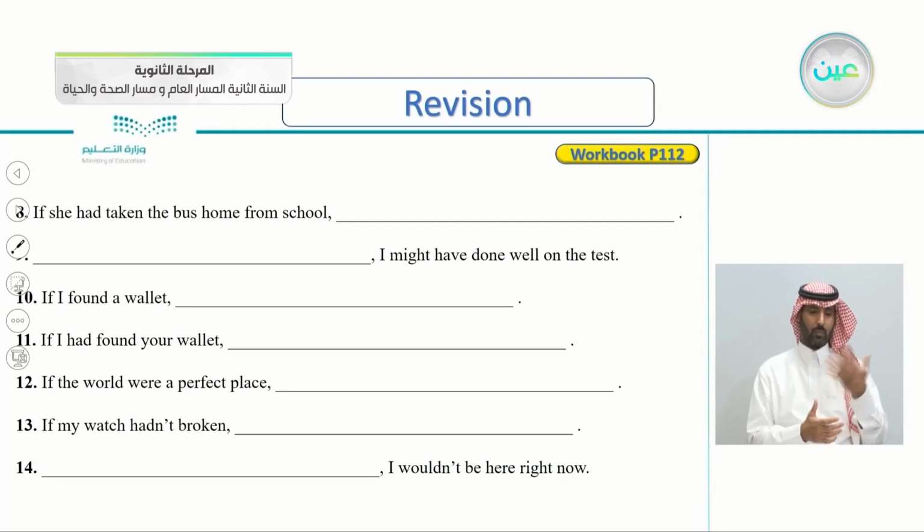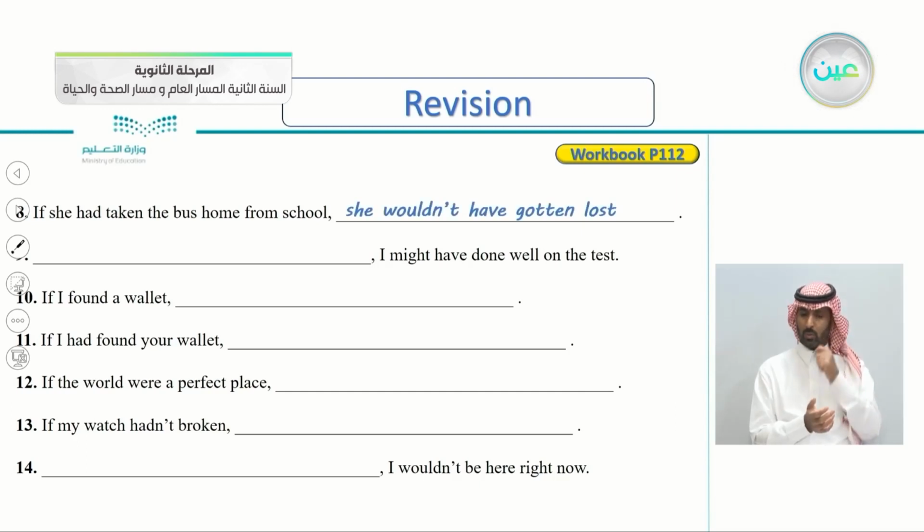Number 8, if she had taken the bus home from school. If she had taken the bus home from school, what would happen? Yes, she wouldn't have gotten lost. So she was lost. If she had taken the bus, she wouldn't be. Number 9, I might have done well on the test. I might have done well, so he didn't do well. I might have done well on the test. So what's the if clause here? Yes, for example, if I had studied, I might have done well on the test, but obviously he didn't study.